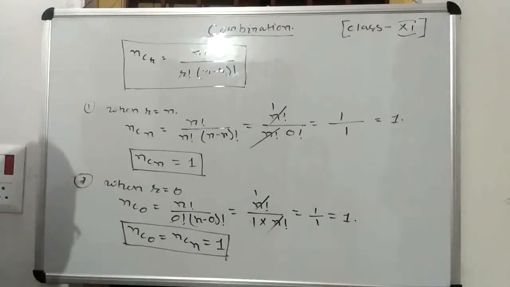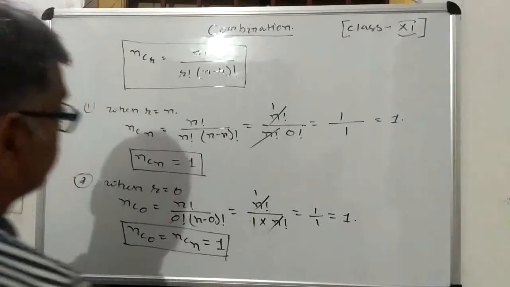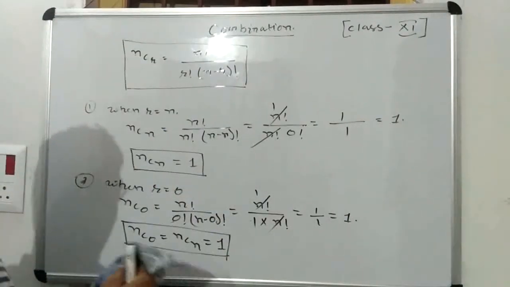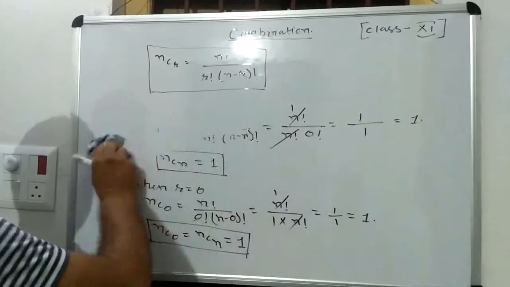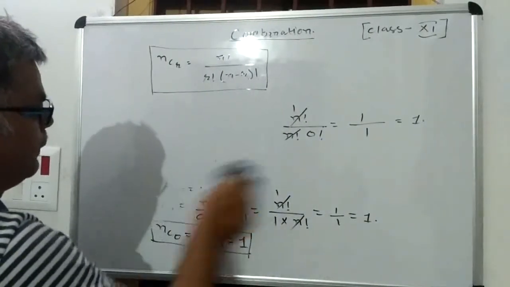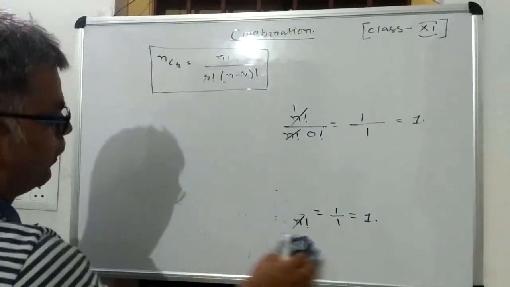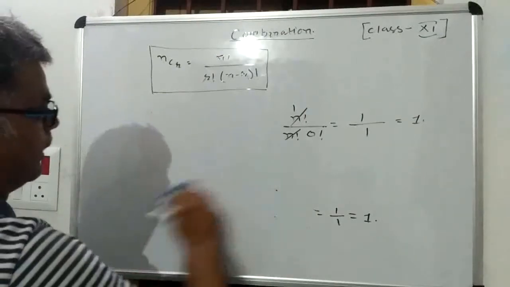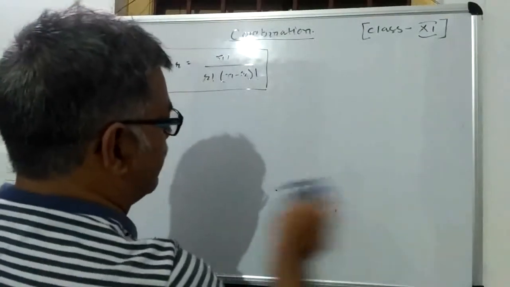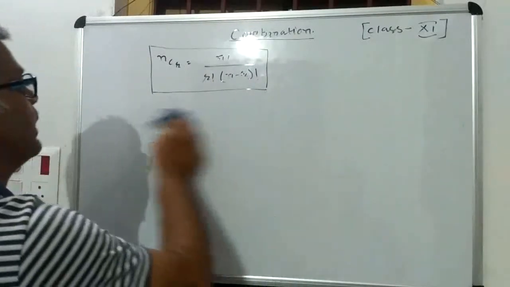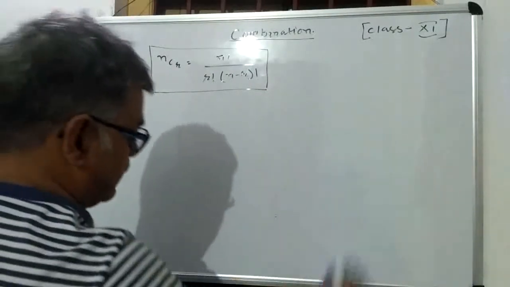Now let's see some more results based on the combinations. Here we learned that nC0 and nCn are equal to 1. Both are equal to 1. Now we will see some more results of the combinations.